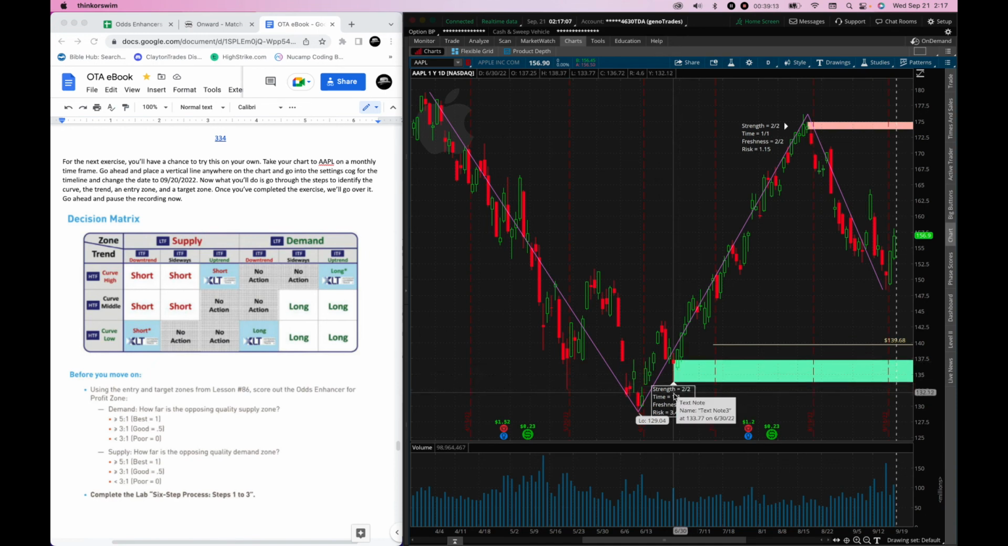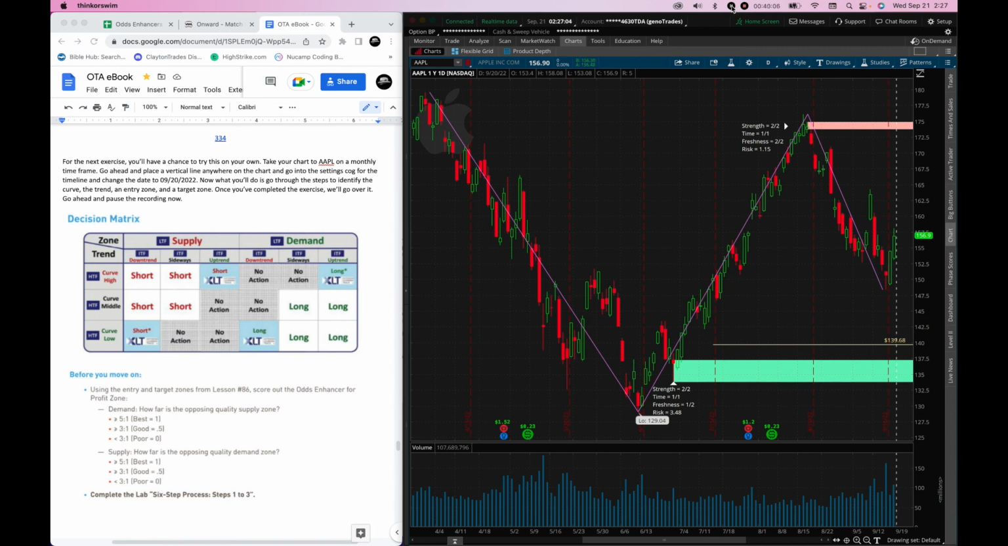We have one basing candle, so time would earn full marks. Now we do see that price did come back into the zone, but did not penetrate the zone 50% or more. So in that case, freshness would earn 1 out of 2 possible points for a total of 4 out of 5, which is still a decent score when looking at a zone. Okay, so I am comfortable identifying this as either an entry or an exit, depending on whether you would prefer to go long or short within this particular asset.